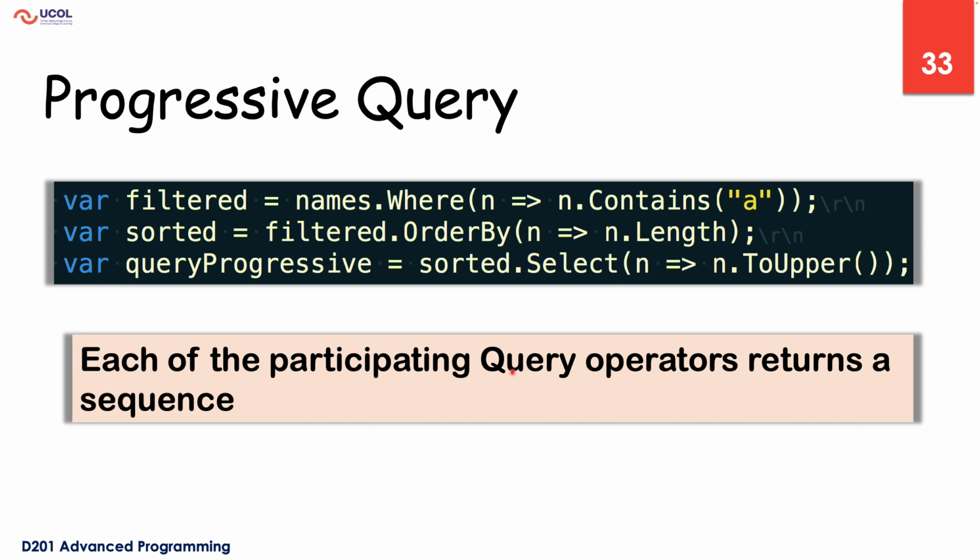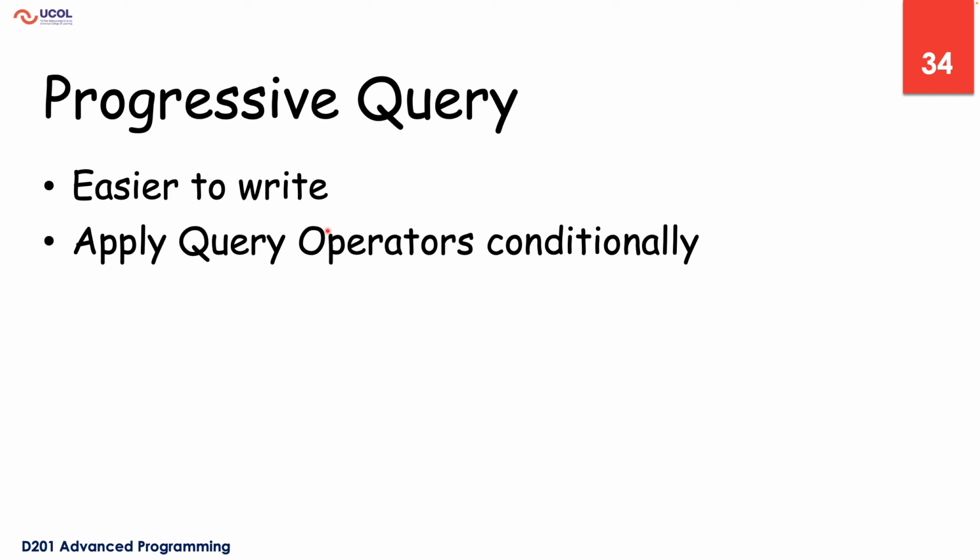Each of the participating query operators returns a sequence. Filtered is also a sequence, which has been named with .Where, and it contains a. Then we have sorted, ordered by the length, and then we have the query progressive, the sorted.Length. So again we are dividing them into components, and each query is serving the next level. So it is easier to write and to apply query operators conditionally.